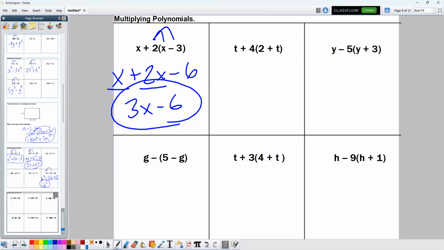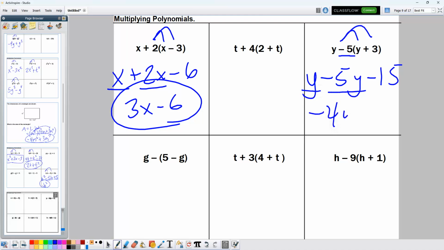Top right, y, and then we got to distribute the negative 5. So negative 5 times y would be negative 5y. Negative 5 times positive 3 would be minus 15. Combine your like terms. 1y minus 5y is negative 4y, and then minus the 15.